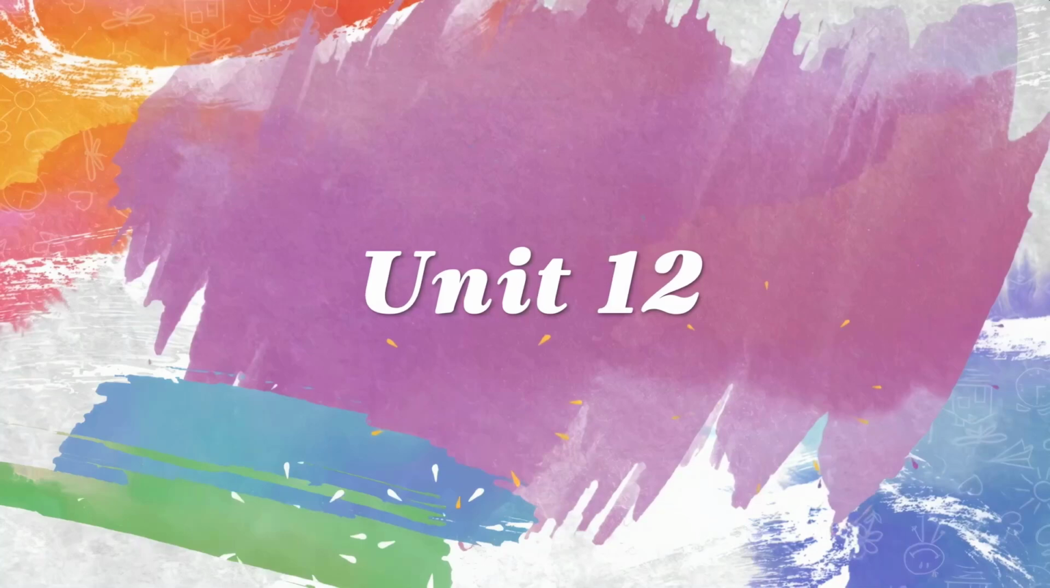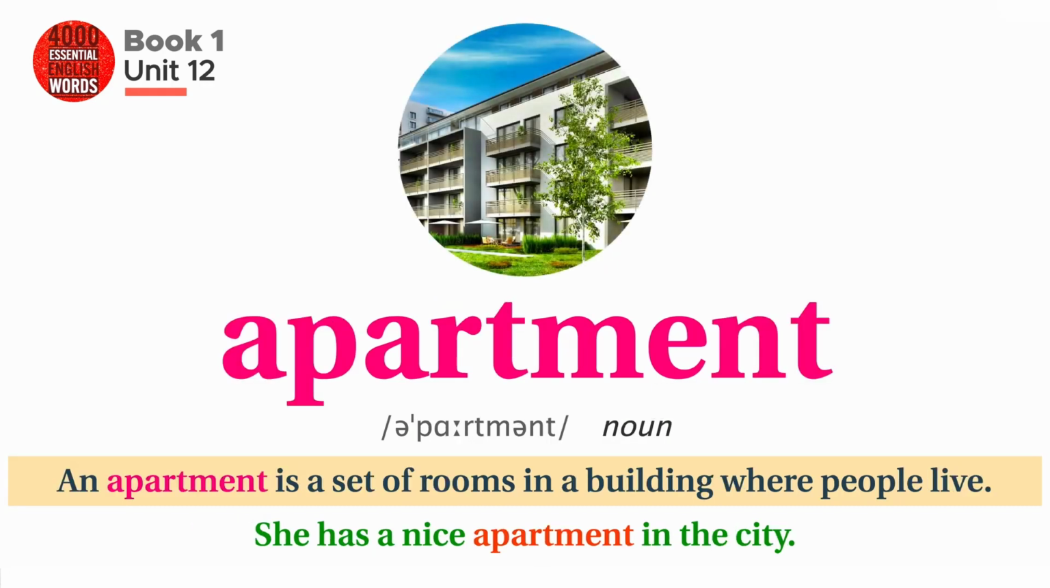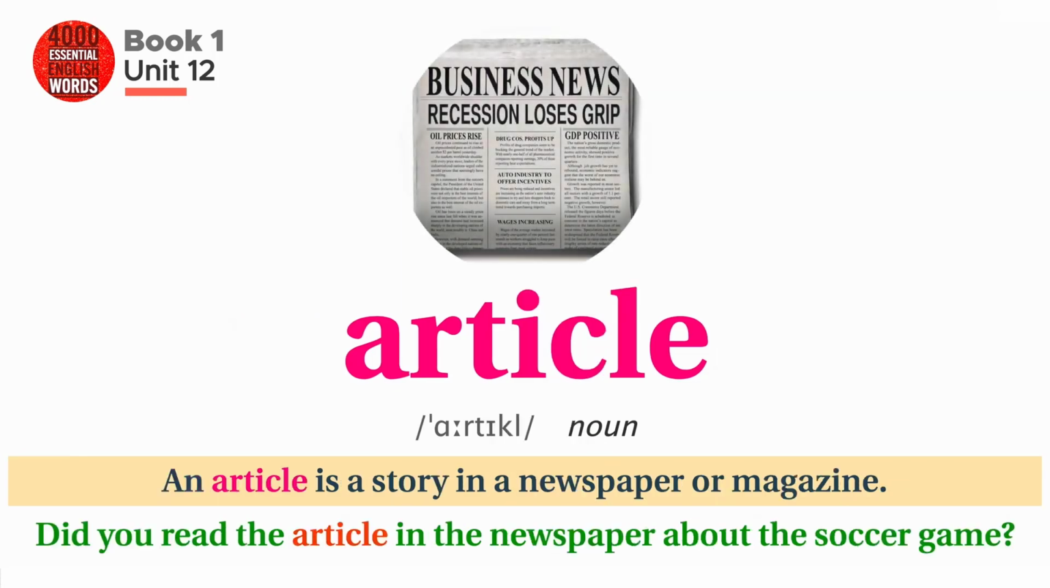Unit 12. Word list. Alone. A person who is alone is not with another person. The boy wanted to be alone to think. Apartment. An apartment is a set of rooms in a building where people live. She has a nice apartment in the city. Article. An article is a story in a newspaper or magazine. Did you read the article in the newspaper about the soccer game?